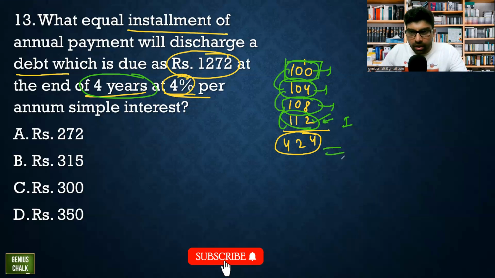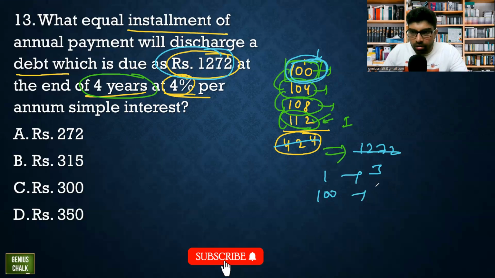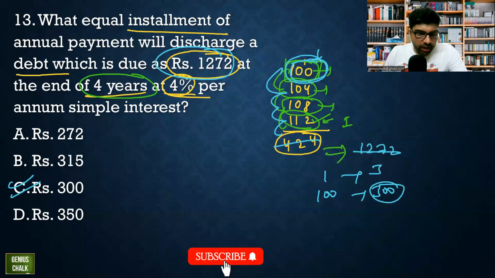So the total debt is 424, which is actually given as how much? 1272. So 424 is the actual debt according to me. When I take this as an equal installment of 100, how many times is it? 3 times. So one value is equal to 3. Equal installment I have taken 100, so 100 will be equal to 100 into 3, that is 300. This question is far easier with this method. Else, if you remember the formula, even I myself do not remember the formula of installment of simple interest. So do it like this.